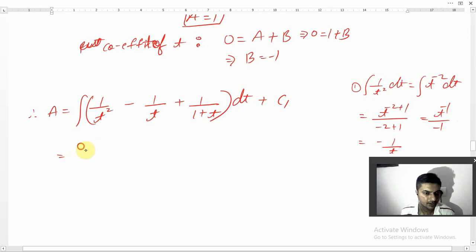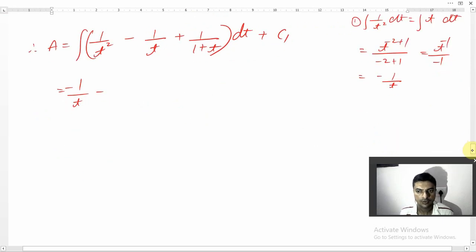I am going to get integration minus 1 divided by t minus, and everybody knows what is the integration of the second one, integration of 1 divided by t dt. Yes friends, it is log of t. If you don't know, just go through the formula list I am going to give in the description box.